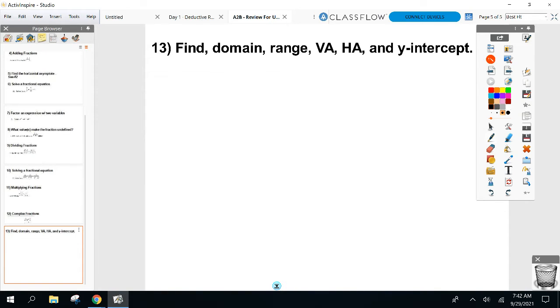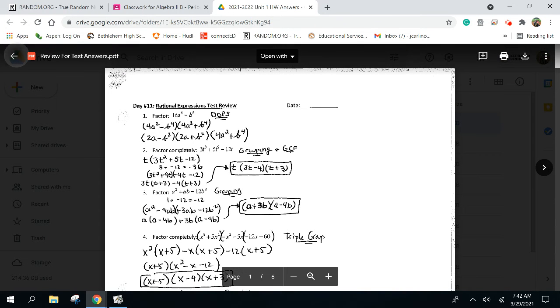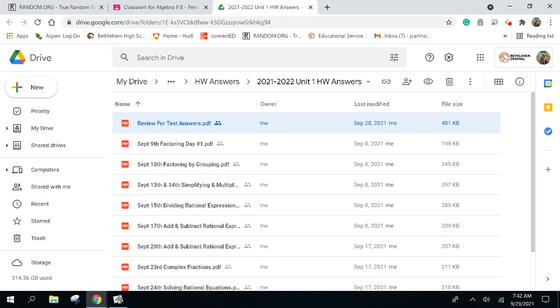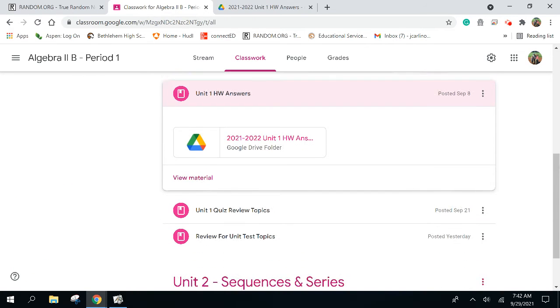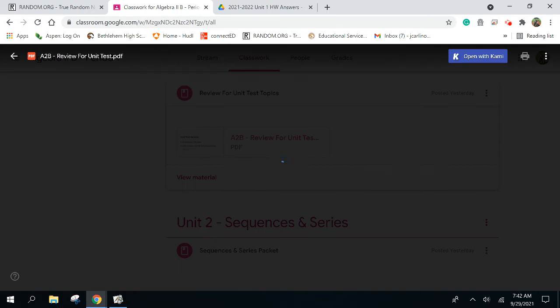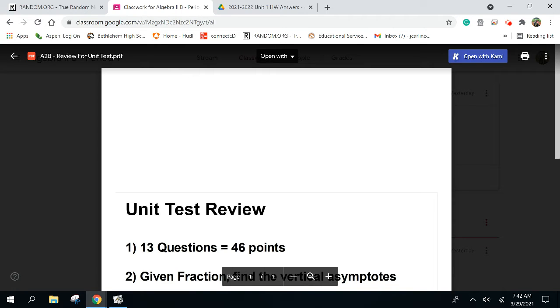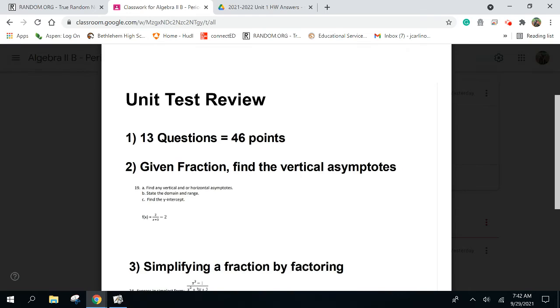If we don't, no problem, because if we don't get to all the topics, I post right here, also on Classroom, review for unit test topics. What I'm about to do with you is also on Classroom in case we don't get to a couple of these questions. It's the exact same up on Classroom for you. Everybody good? You ready to roll?